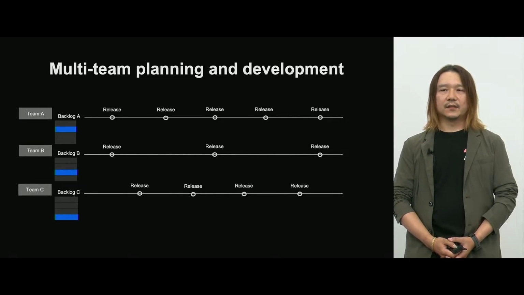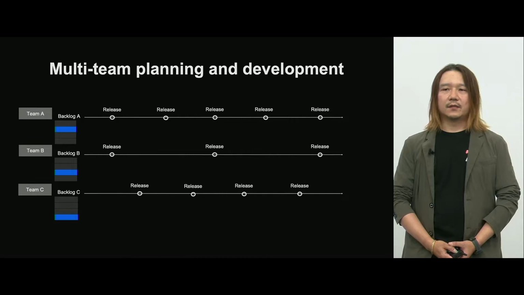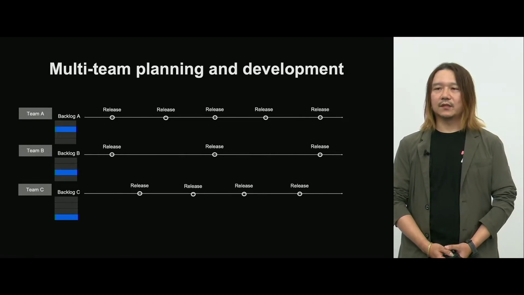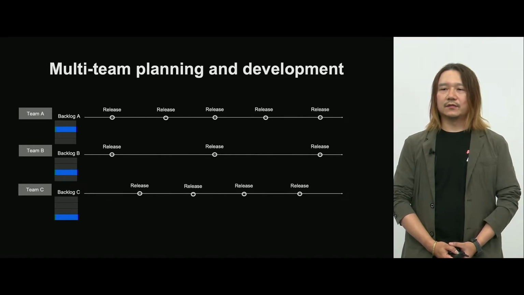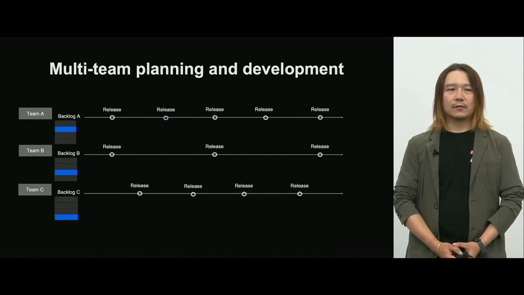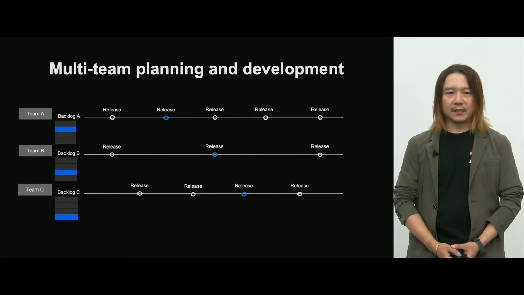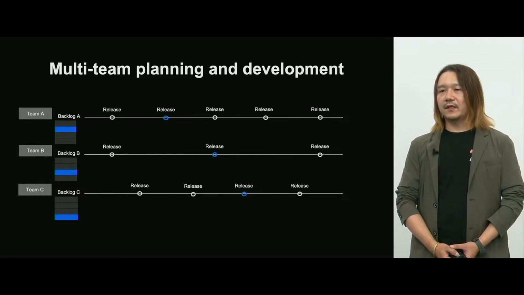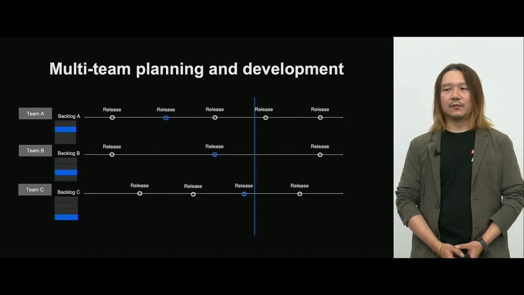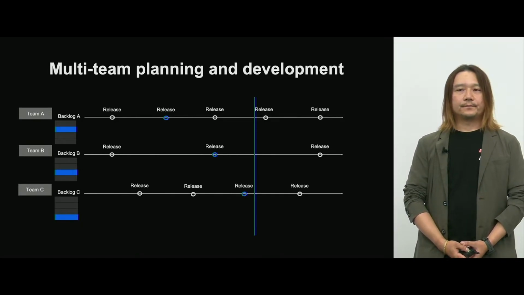So the blue colored area is the backlog items related to the Line Mini App. And the priority of items in this box is also different, and it is decided by each team. Once the release timing is decided by each team, as you can see here, the timing is different. But as a Line Mini App, we want to have the same timing, like this blue line.